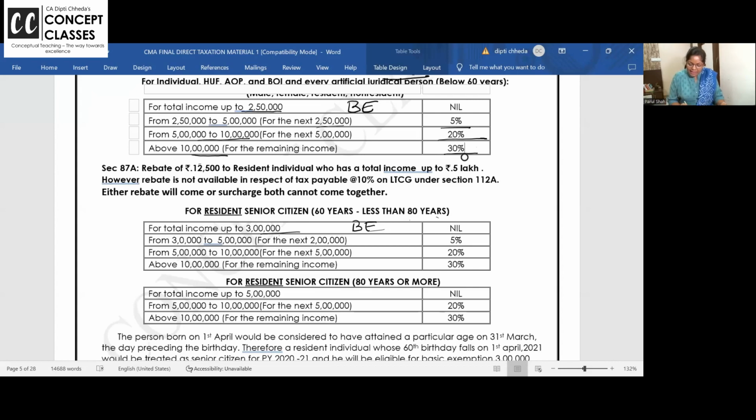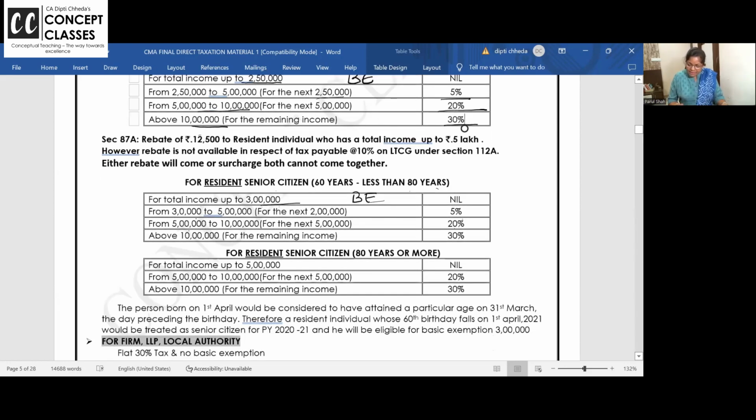Yeah. Then next 3 lakh to 5 lakh, it is 5%. 5 lakh to 10 lakh, 20%, 10 lakh above, 30%. It's all same. Only for a resident and ordinary resident in India, for that senior citizen, basic exemption is 3 lakh. Next comes super senior citizen, 80 years and above.